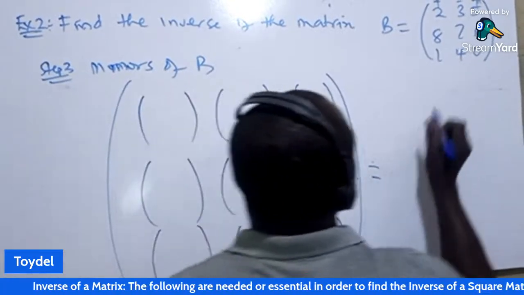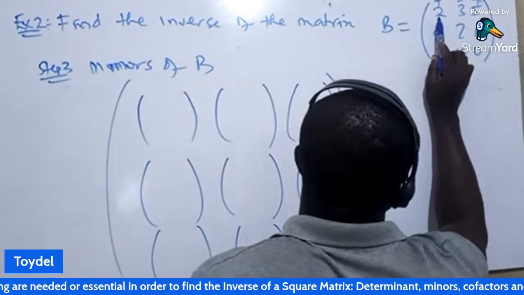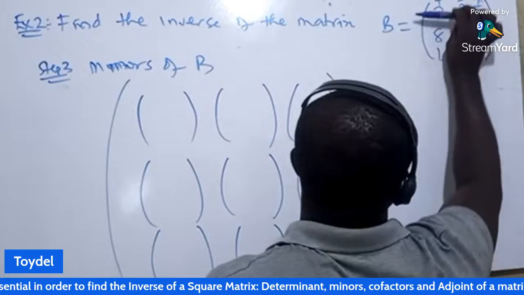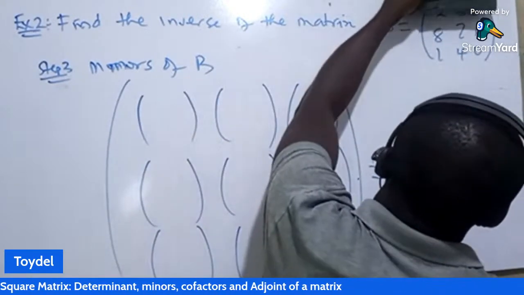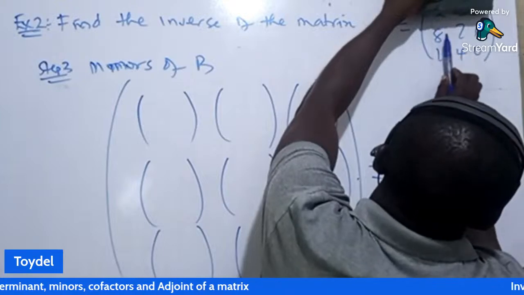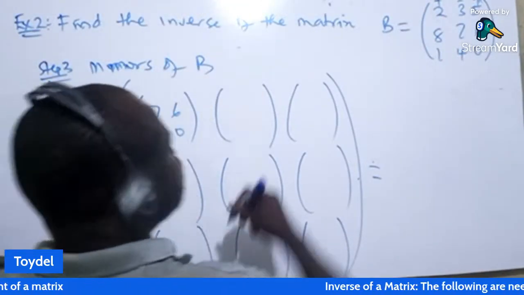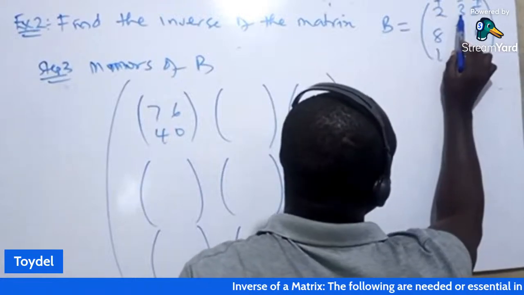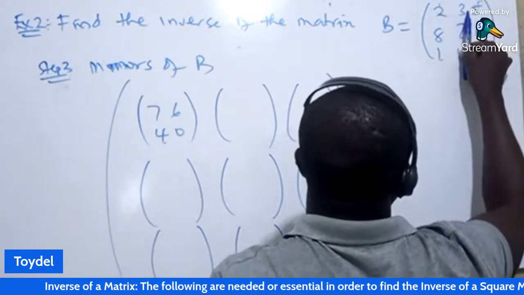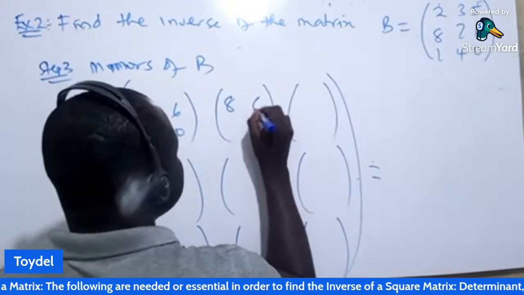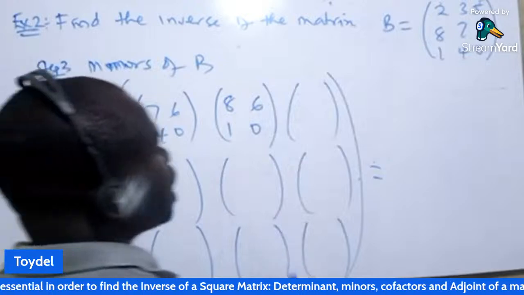Okay, so in this case, the first element is 2. What will be the minor of this first element? The first element is along the first row and first column. So if we pretend as if we cover the first row and first column, what we have left is 7640. So we go ahead and do that for the second. In this case, we have first row, second column, so we have 8610. This is how to find the minor of each of the elements.